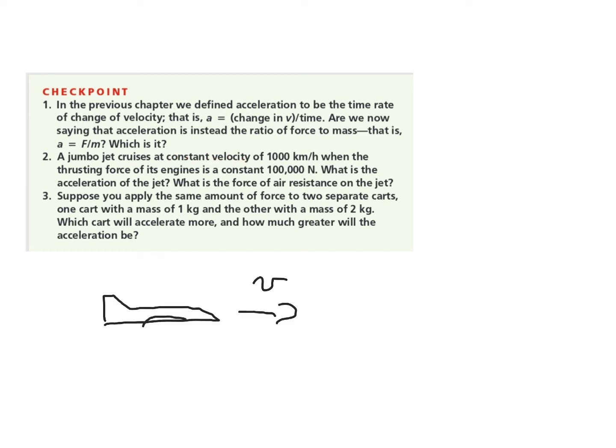So I've drawn my picture of a jet here, my little crude picture, and we have a constant velocity. And the question is, what's the acceleration? Well, we know that the acceleration is equal to the change in velocity over the change in time. And if the velocity is constant, that means the change in velocity is 0. It means it's not changing. And so the acceleration would be 0 in that case. And so if a jumbo jet is cruising at a constant velocity, any constant velocity, its acceleration is going to be equal to 0 meters per second squared.